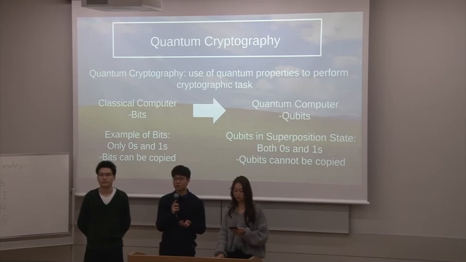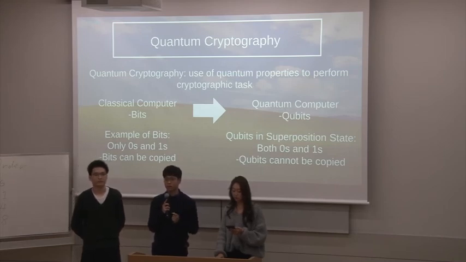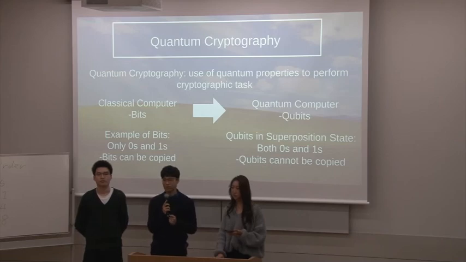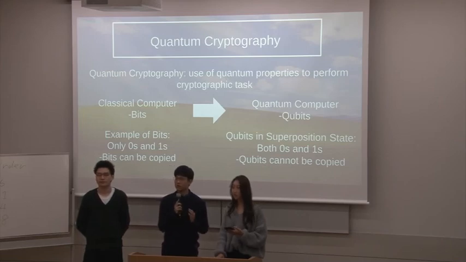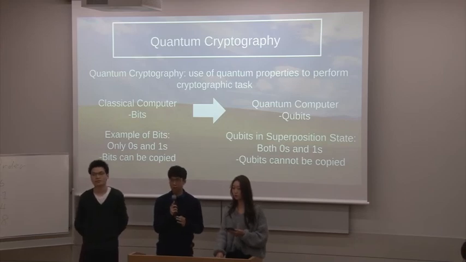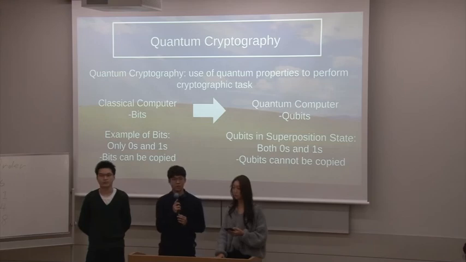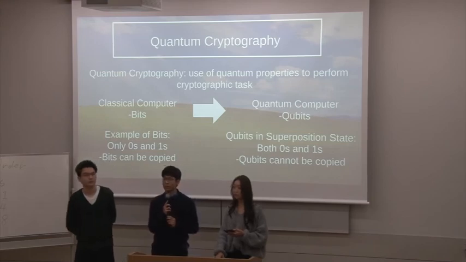Quantum computers use qubits, which also have 0 and 1. However, they are in a superposition state, and this is what makes quantum cryptography very unique. This means that qubits are in both 0 and 1 states, and qubits cannot be copied while bits can be copied. Next slide, please.